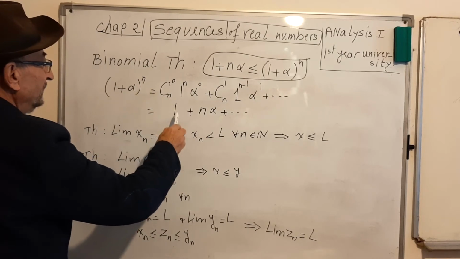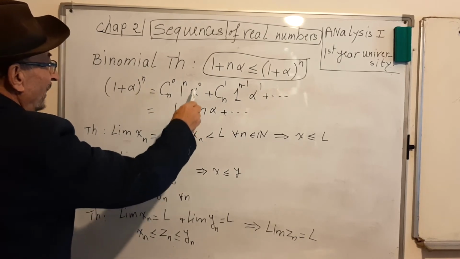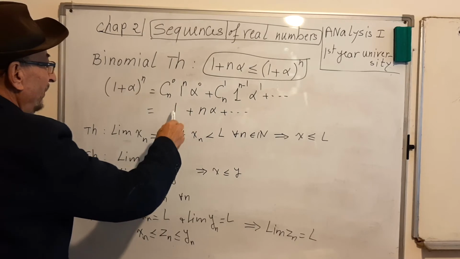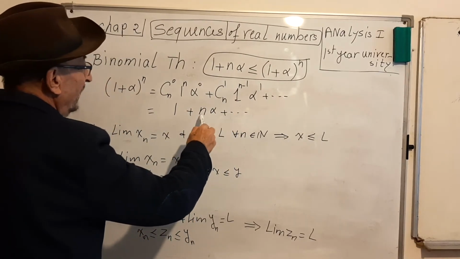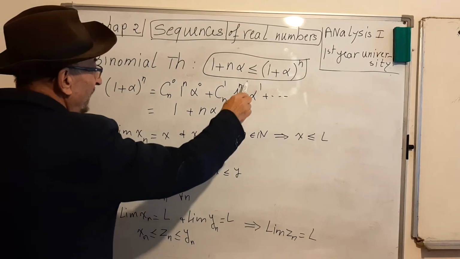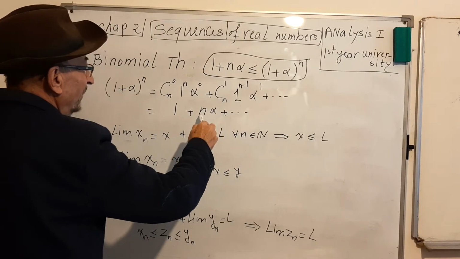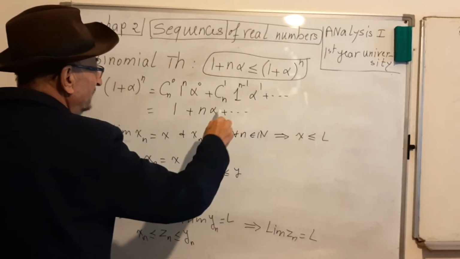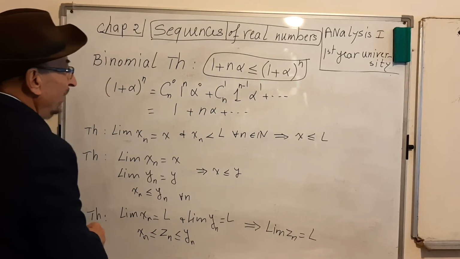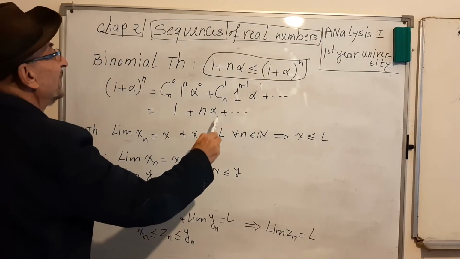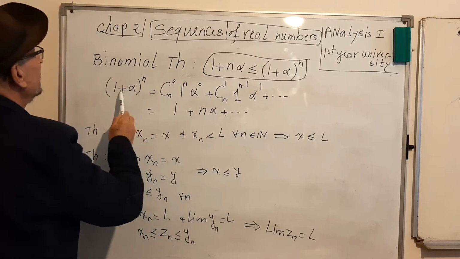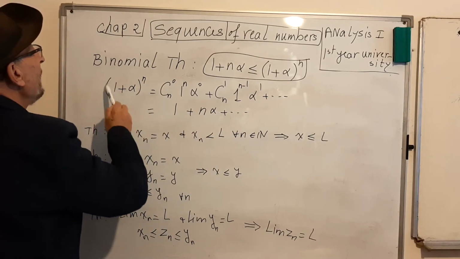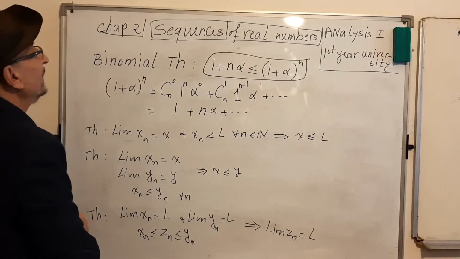Cn0 is 1, alpha 0 is 1, 1 power n equals 1, plus Cn1 equals n, 1 power n minus 1 equals 1, alpha power 1 equals alpha. So 1 plus n alpha is less than (1 plus alpha) power n.